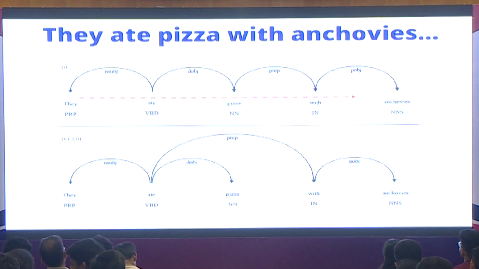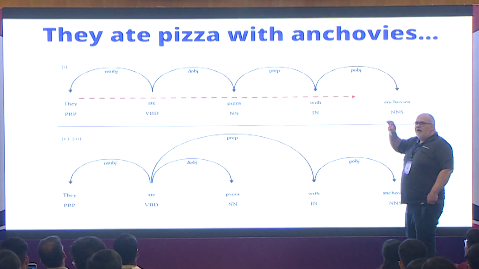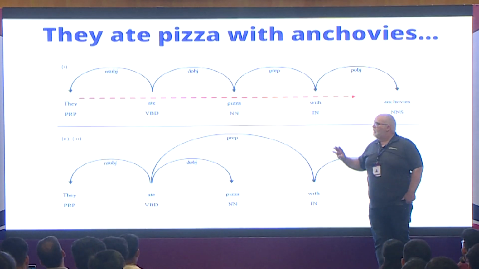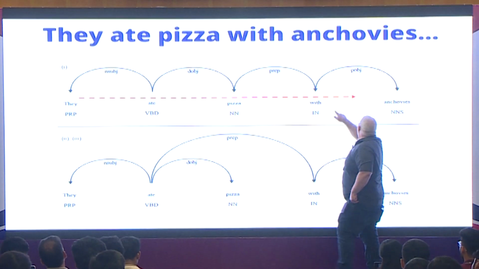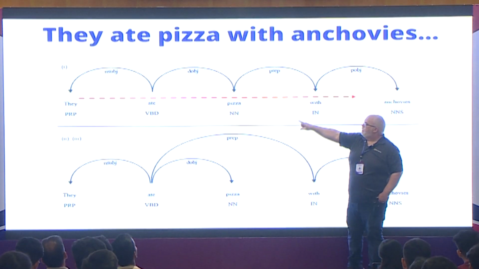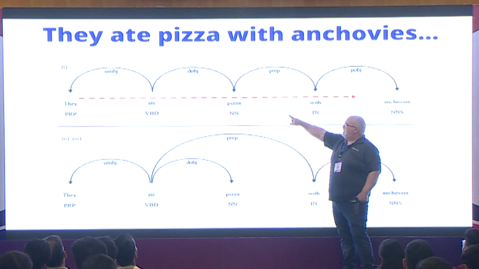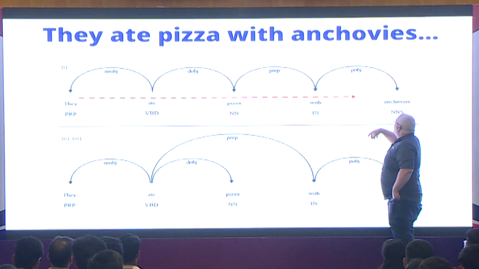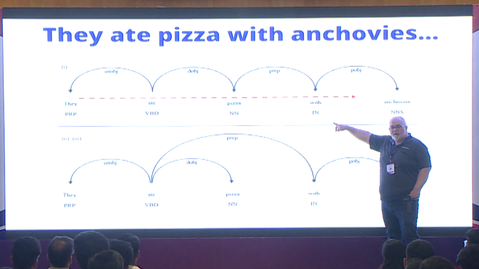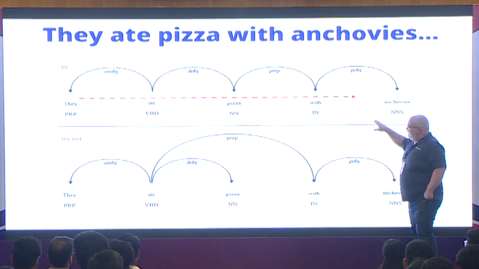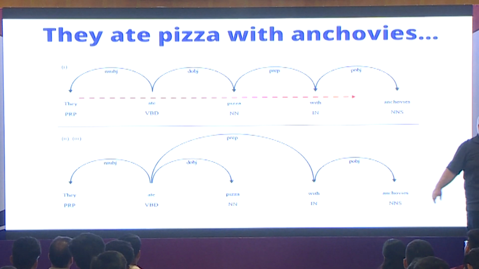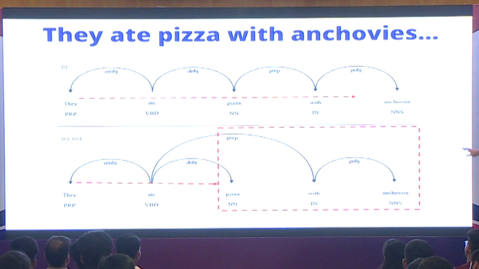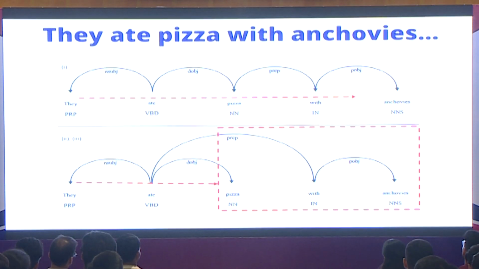The way we do it is we break up the words into different grammatical parts. They ate pizza with anchovies. They is a pronoun. Pizza is a noun: place, person, thing. With is a preposition, and so on. You can see how this works in the graph. We're breaking it down into parts.